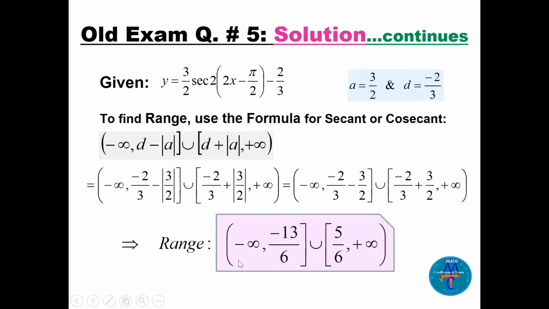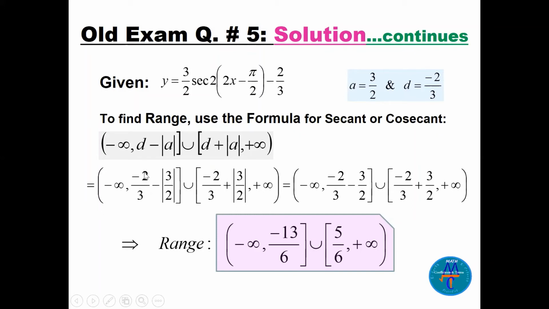Now let's see the range. For the range, we have to use the formula. There is a formula for the range of the secant and cosecant: minus infinity to d minus absolute value of a, union d plus absolute value of a to infinity. Now let's figure out the numbers here. The a, which is the coefficient of the secant, is 3 over 2. And the d is outside, not in the argument: minus 2 over 3. This is d. You can write it at the beginning also. The argument is only whatever is in the bracket inside the secant.